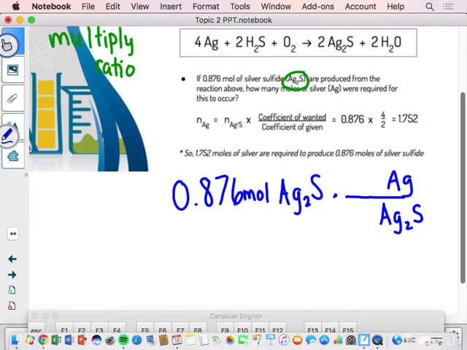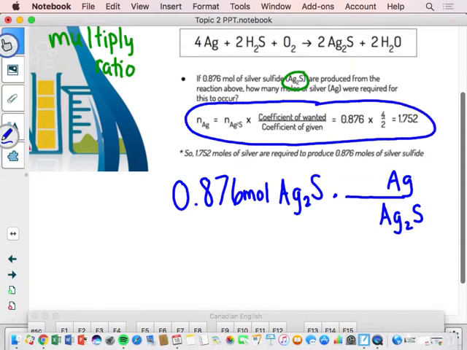Okay? So once we use that formula, it tells us exactly where we need to put which element. How many Ags do we have? Well, we've got to go back to our balanced equation. How many Ags do we have in the balanced equation? 4. So this 4 is coming from right here. And then Ag2S, how many do we have of that? 2, right? So we put the 2 there. Now all we've got to do is the math.